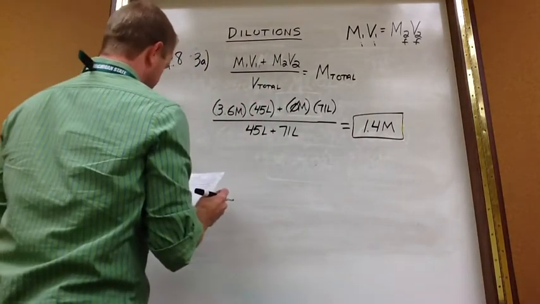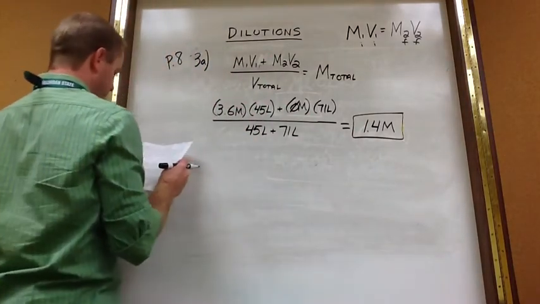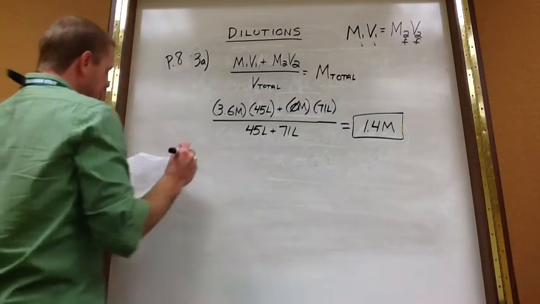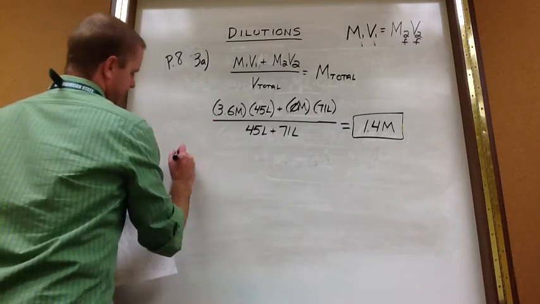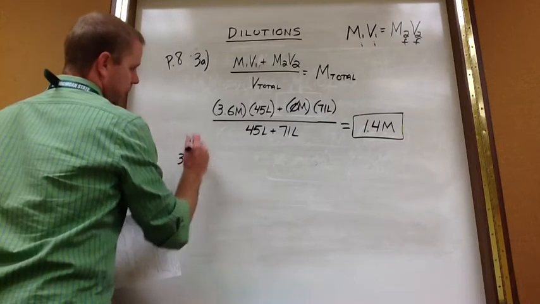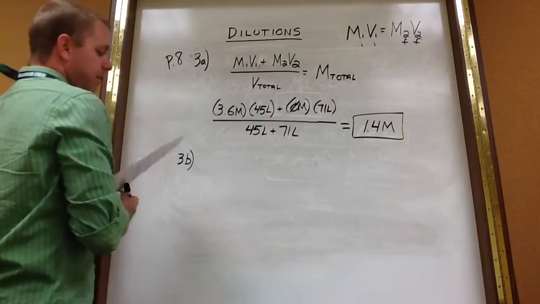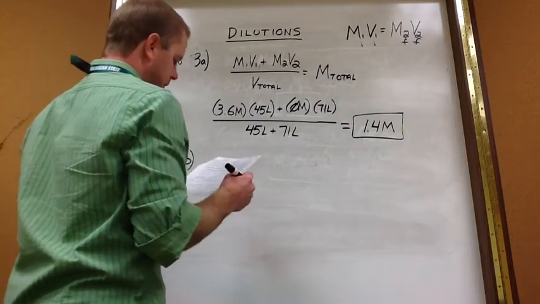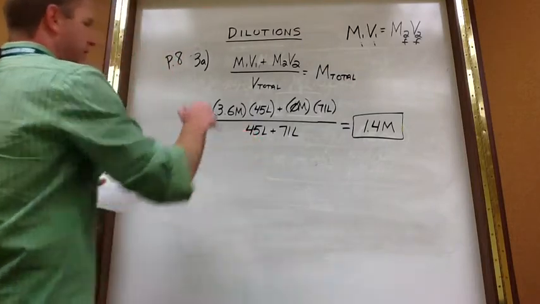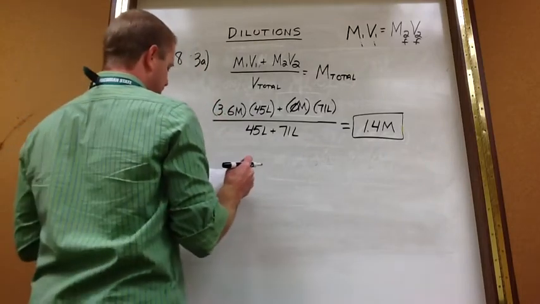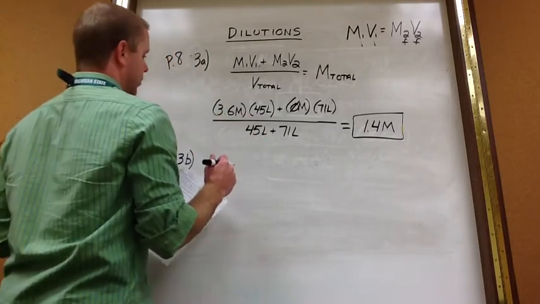Let's go ahead and do 3B, and then I'll set you guys free. By the way, 3C is going to be another example of this, where you got to do 2 of them. So 3B says 250 milliliters of water and 47 milliliters of water. Okay, so you could do this the same way as you did it up here, or you could do M1 V1 equals M2 V2. You're going to get the same answer either way.